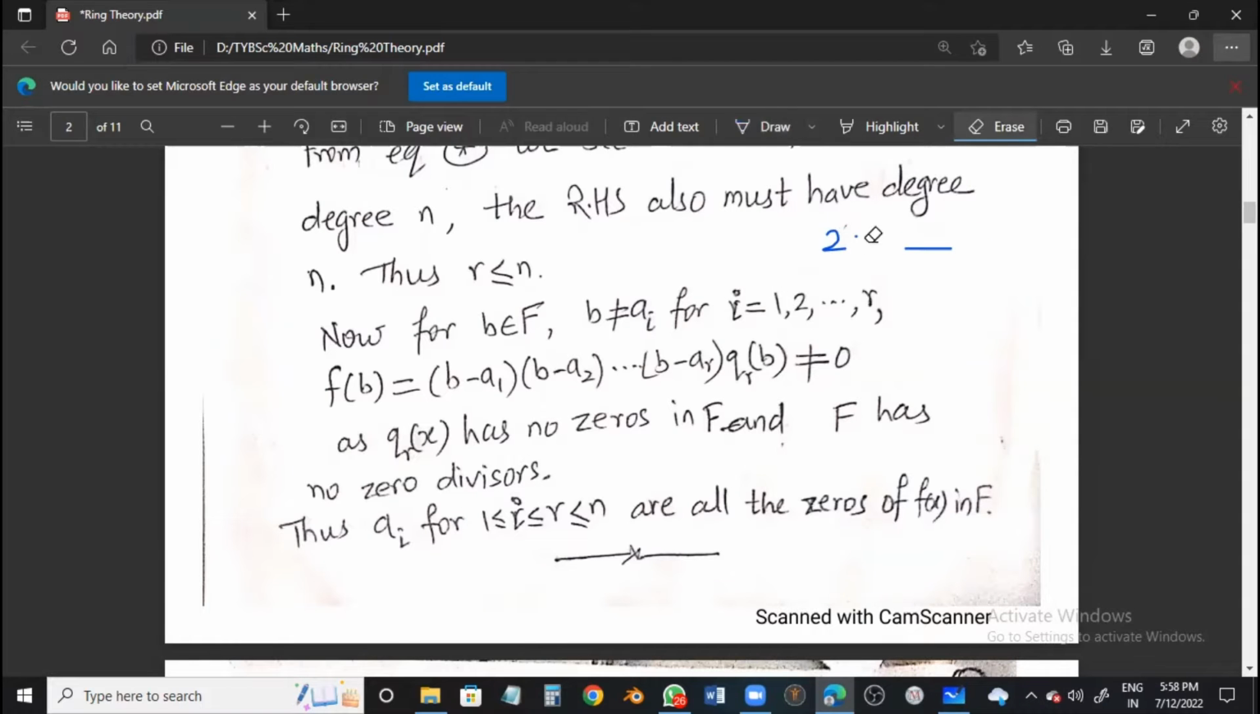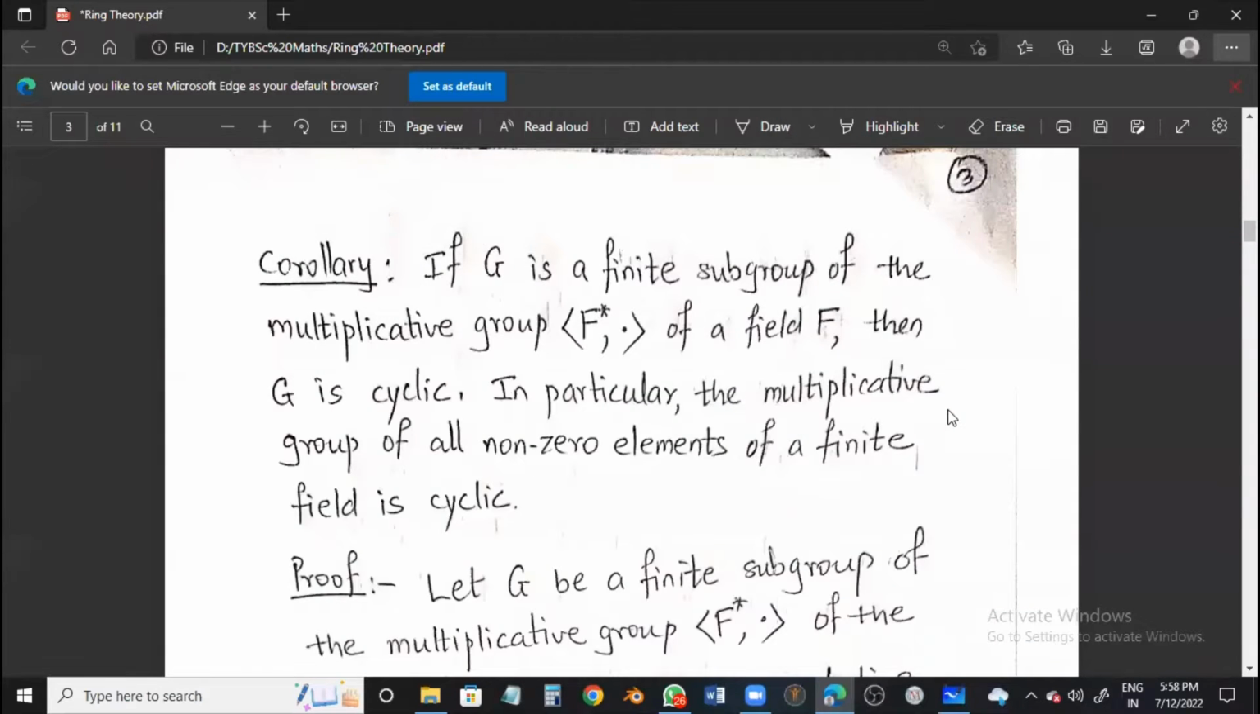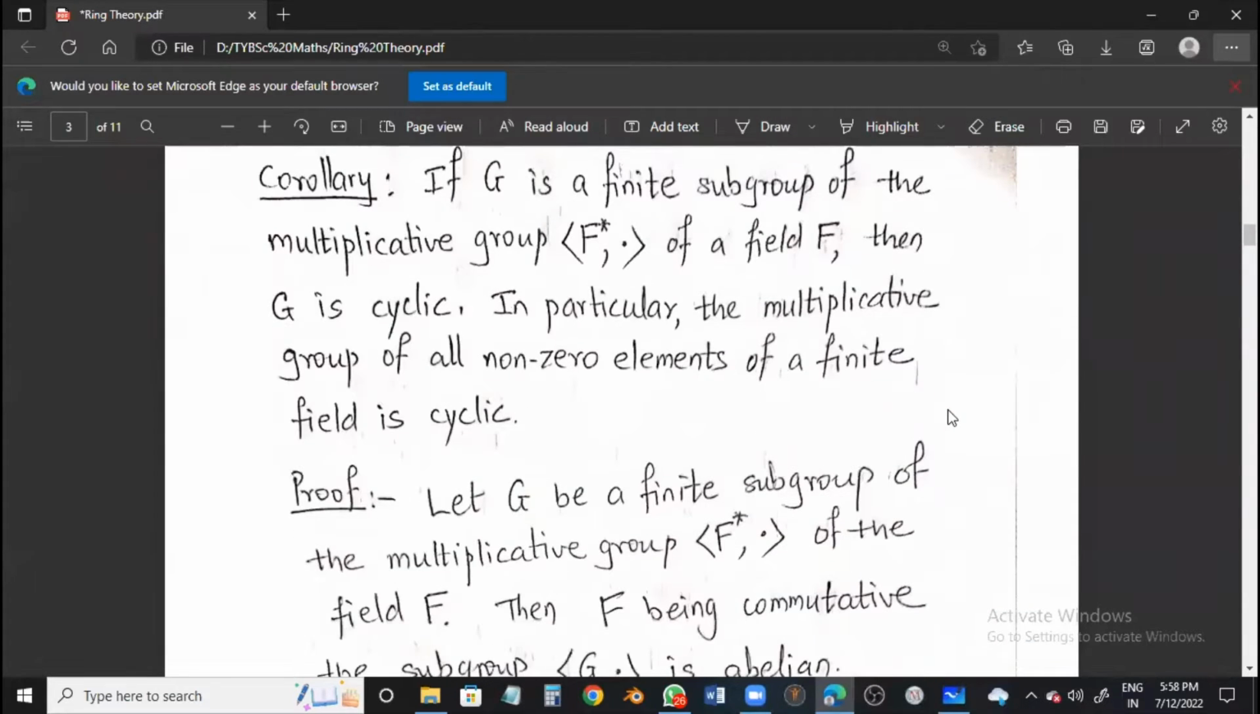Yes, ma'am. Okay. Now I would like to move ahead because you have this document with you. You can get it. Now I would like to go to the corollary. What the corollary is saying, if G is a finite subgroup, yesterday we were talking of this. If G is a finite subgroup of the multiplicative group F star comma dot.